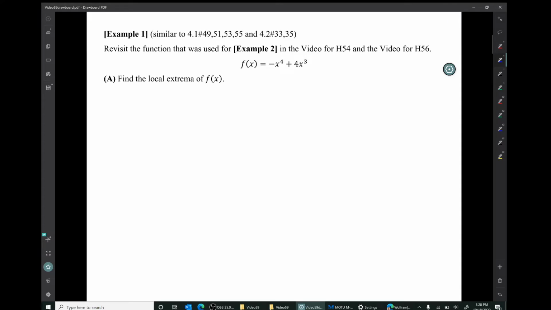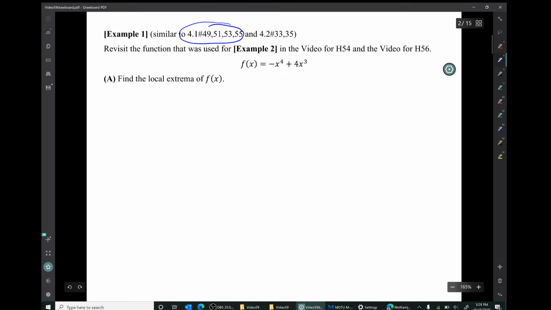So we'll just dive right into examples. Example 1, we will revisit a function that was used for example 2 in both the video for Homework 54 and the video for Homework 56. In those videos, we looked for intervals of increasing and decreasing, and we looked for local extrema. Those examples were similar to these exercises from section 4.1.